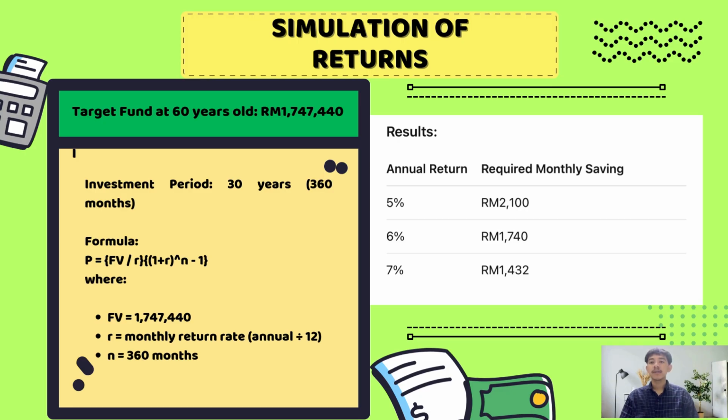Next, if he chooses a balanced investment with an average return of 6%, the required saving goes down to about 1,740 per month. And last, if he invests in higher growth assets that generate about 7% return, then he only needs to save about 1,432 per month. This means that the higher the return on investment, the less money he needs to save monthly to reach his target funds. But of course, higher returns also mean higher risk.